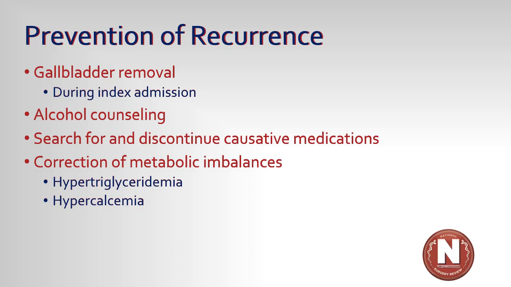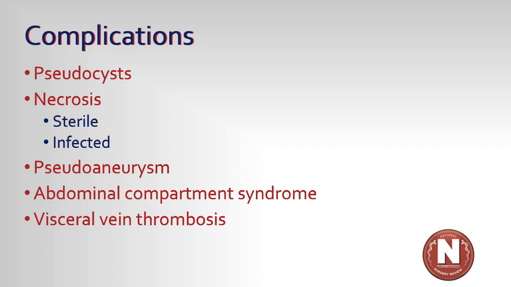And then, our job a lot of times is to prevent recurrence. We're just waiting for the body to kind of get over the systemic inflammatory response. But we can help prevent any recurrences. And sometimes that means removing the gallbladder, usually during the index admission. We don't want to allow them to discharge because the rates of readmittance with another episode of pancreatitis is something like 20%. Alcohol counseling, if we think that's it. If it's not gallstones and it's not alcohol, then searching for the other causes of the pancreatitis. And then treating any complications, whether those are pseudocysts or necrosis, pseudoaneurysms, abdominal compartment syndrome, visceral vein thrombosis.